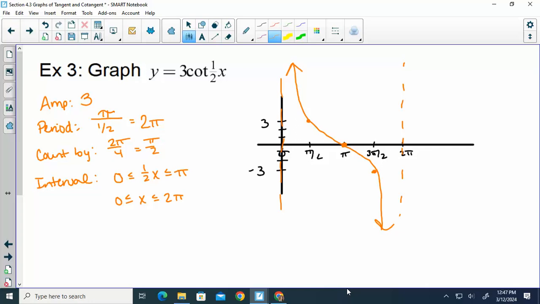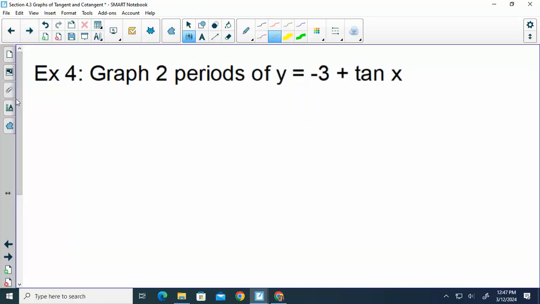Alright. Let's do 2 more. We haven't done a 2 periods one, so let's try that. That means that it's tan x minus 3, right? Yes. So what's our amplitude? 1. Period, what is it? Pi, right? Yes. Tangent and cotangent have a normal period of pi.